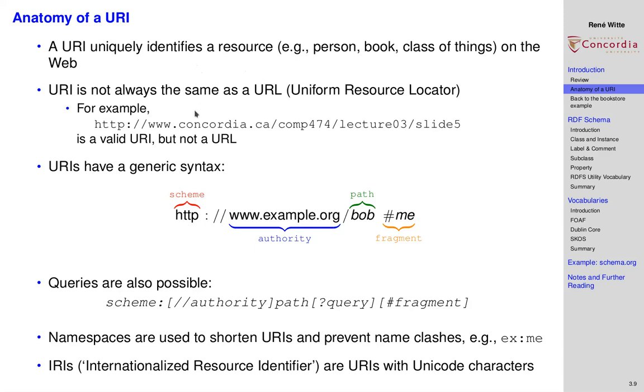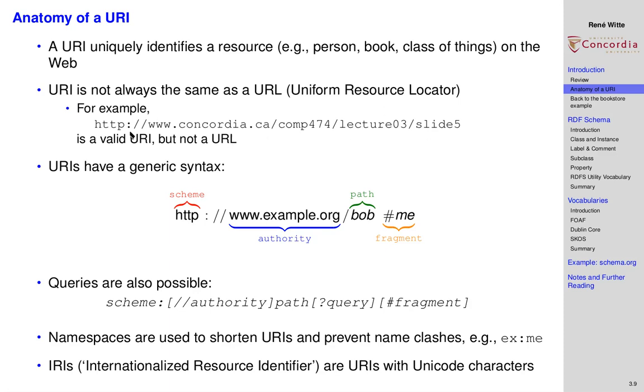It's important that a URI is not always a URL. A URL is a uniform resource locator, something you can type into your web browser and get something back from a web server. For example, I could make up an ID for a slide by creating a URI like this. I'm saying that in Concordia, there is the lecture COM474. In there, we have lecture 3 and slide 5. This would be a unique way of identifying a slide in our lecture.